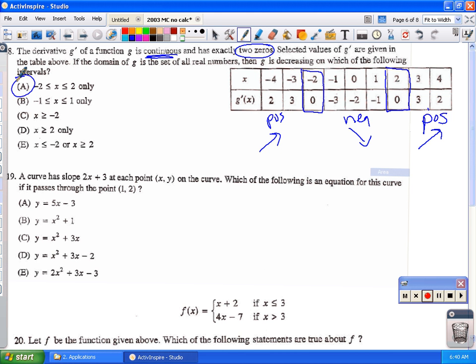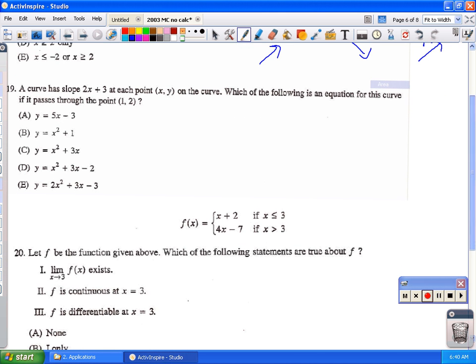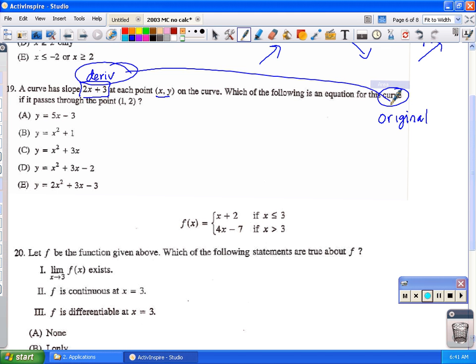Number 19, the words. Remember, the key to your success is being able to get these words. A curve has slope. That's like saying a curve has a derivative. A curve has a derivative of 2x plus 3 at each point xy. Which of the following is an equation for this curve? In other words, they want the original. They're giving you the derivative and they want you to go to the original.